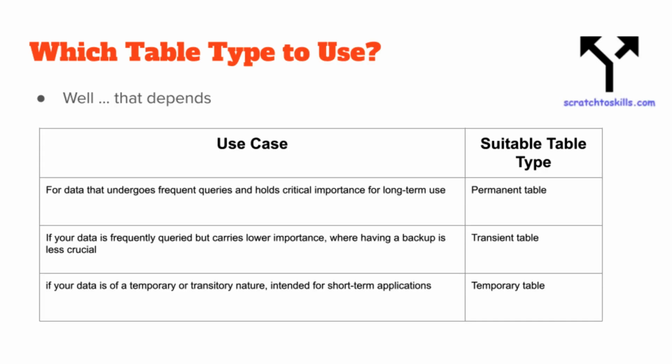Now, the question arises, how should you determine the type of table best suited for storing your data? Well, the answer lies in the nature and significance of your data. For data that undergoes frequent queries and holds critical importance for long-term use, it's wise to opt for permanent tables. If your data is frequently queried but carries lower importance, where having a backup is less crucial, transient tables may be a suitable choice. Lastly, if your data is of a temporary or transitory nature, intended for short-term applications, temporary tables make an excellent choice.